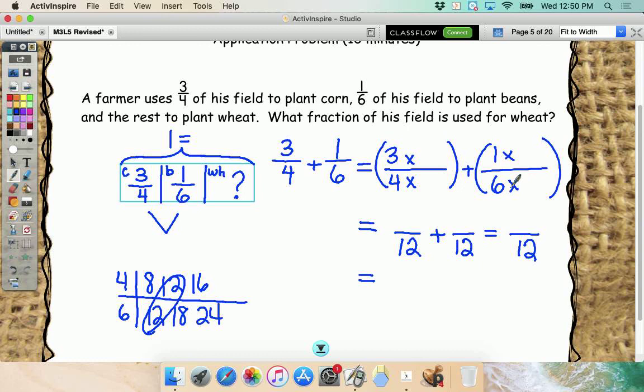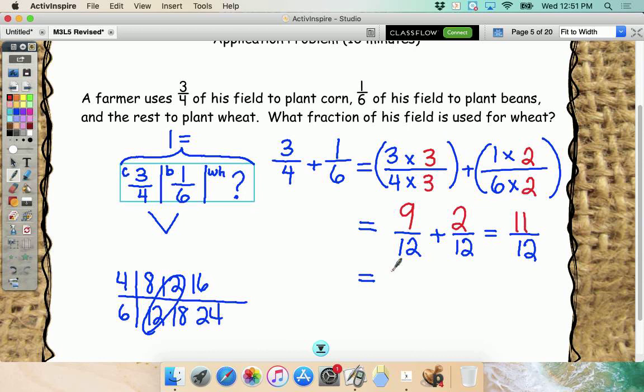Okay, now this one we really have to ask ourselves some questions. 4 times what equals 12? 3. 6 times what? So I've got 9 plus 2, 11.